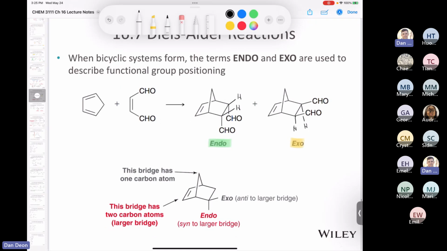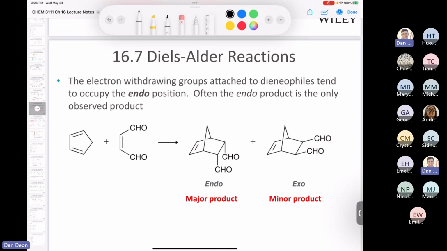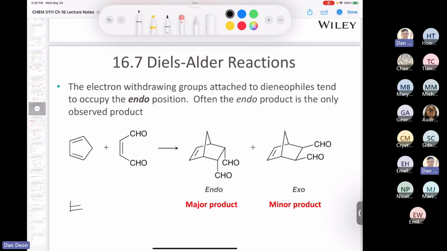All right, if you're wondering what the definition is, well, endo means it's anti to the bigger bridge, and exo is syn to the larger bridge. Usually my students just remember that the endo one is the one pointing down, on the side of the bigger bridge, which is totally fine. And it turns out that the endo product is the major product. And if you're thinking, well, that one looks more sterically hindered to me than the exo, you're right, it is. It says here, the electron withdrawing groups attached to dienophiles tend to occupy the endo position. The endo product is oftentimes the only thing that we get. So we call this literally the endo rule: we usually form the endo product.